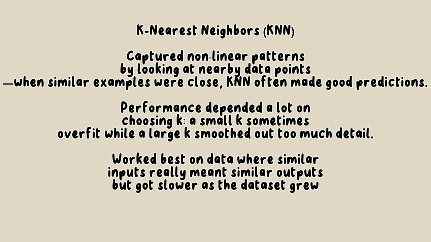K-nearest neighbors, KNN, captured nonlinear patterns by looking at nearby data points. When similar examples were close, KNN often made good predictions. Performance depended a lot on choosing K. A small K sometimes overfit while a large K smoothed out too much detail. It worked best on data where similar inputs really meant similar outputs, but got slower as the dataset grew.